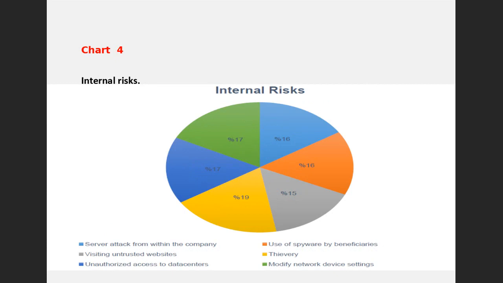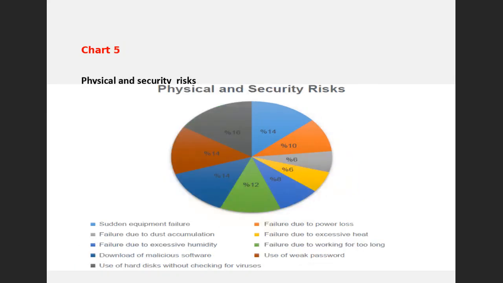The fourth chart we have here is internal risk, as we said on the previous slide, like thieves or someone giving data or information from inside the organization, as we see here also in yellow, 19% if something like this happened. Next one. The first one we talked about is physical. Physical risk is like something happening to power or, as we say, working for too long a time, or using it in a useless way or the wrong way. As we have here some percentage of each one, how much is that risk of happening.